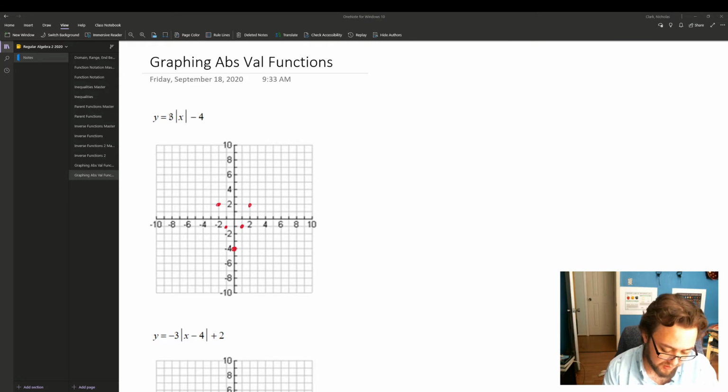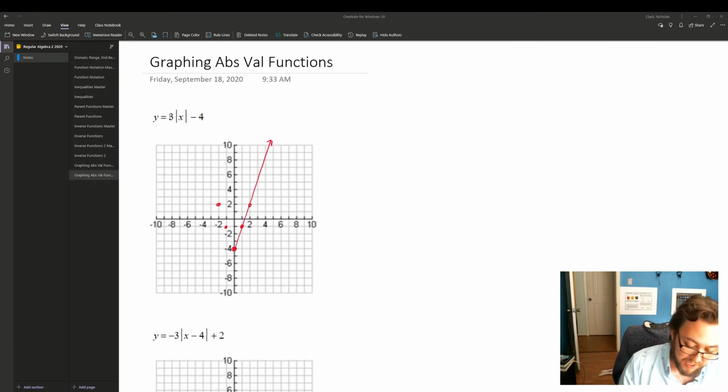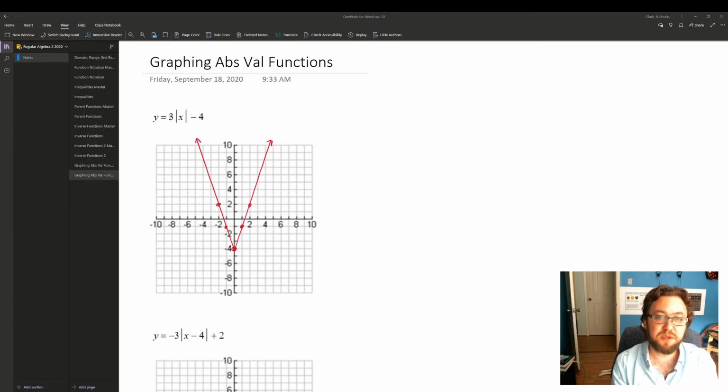And then we can go ahead and basically just connect the dots and make our line. Every absolute value graph that is not bound by domain or range is going to be this V shape.